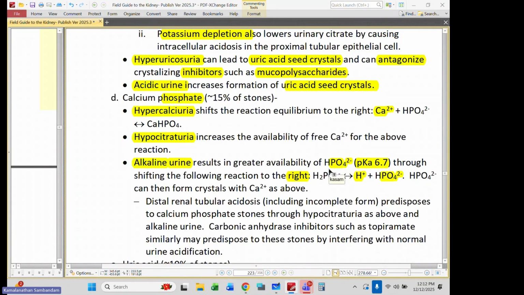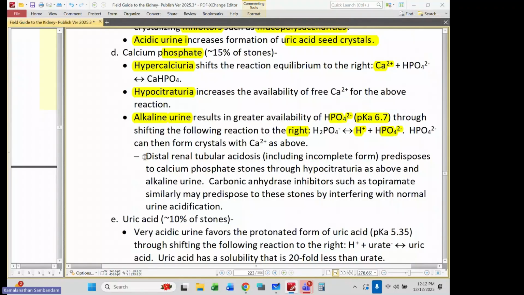Everybody get that? Okay. All right, so distal renal tubular acidosis, again, either overt or incomplete forms of renal tubular acidosis are a major predisposing factor for calcium phosphate stones, again, through the effect on urinary citrate excretion, as well as the solubility of calcium phosphate.